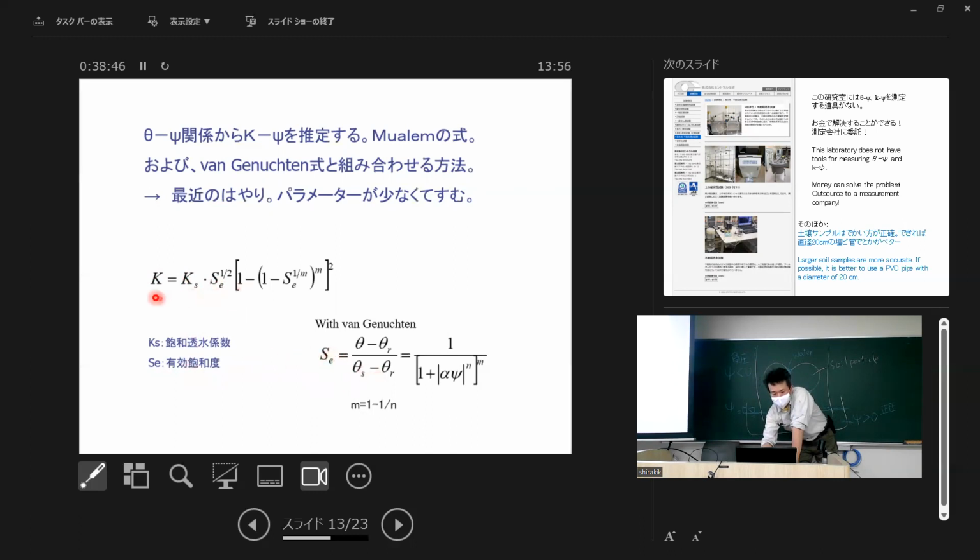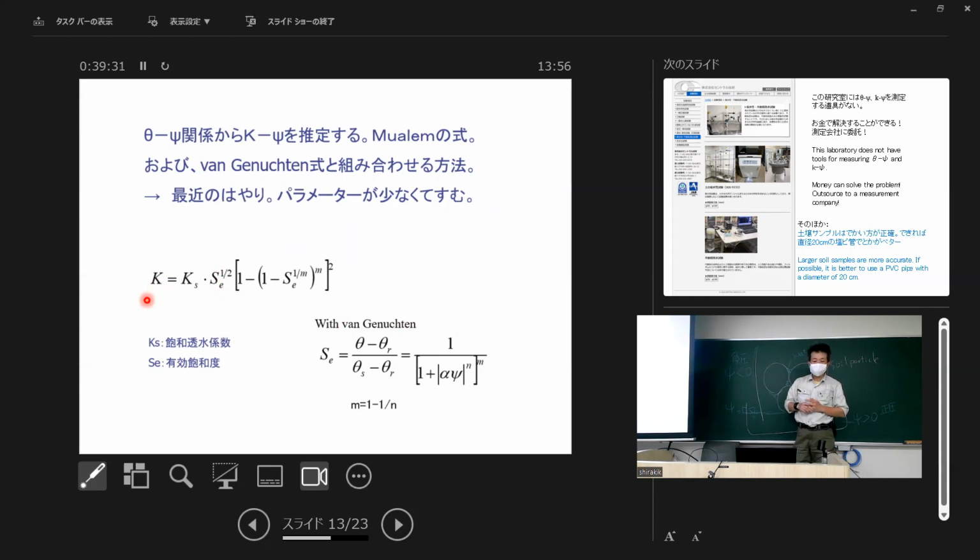This is called the Mualem equation, and many people use this equation for calculating K psi, that means the unsaturated hydraulic conductivity. And Se, we can make this Se with the van Genuchten equation. So we also use the van Genuchten-Mualem equation to simulate the hydraulic conductivity for the unsaturated area. So this is the Mualem equation.